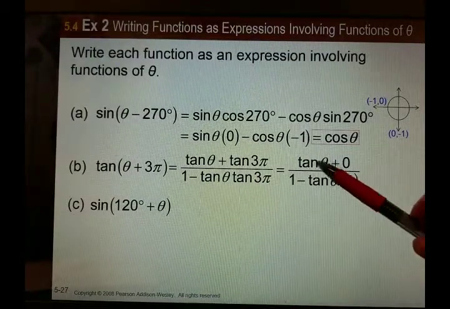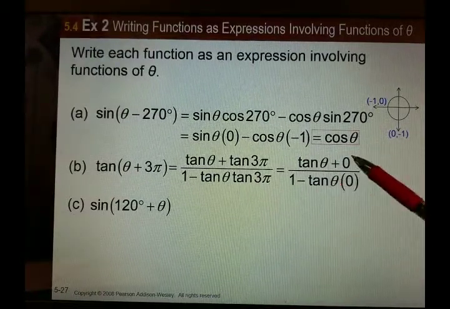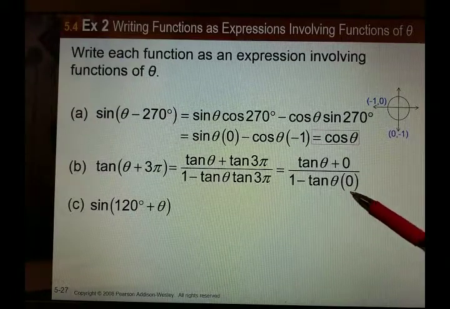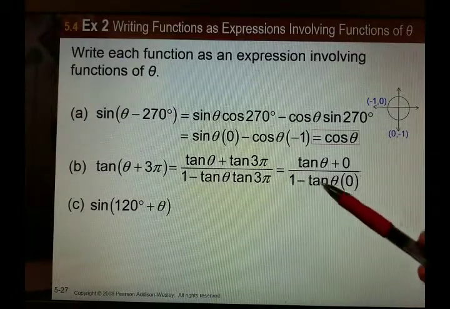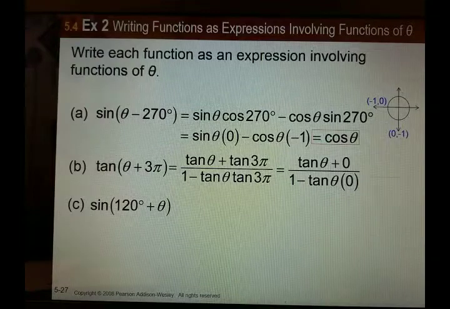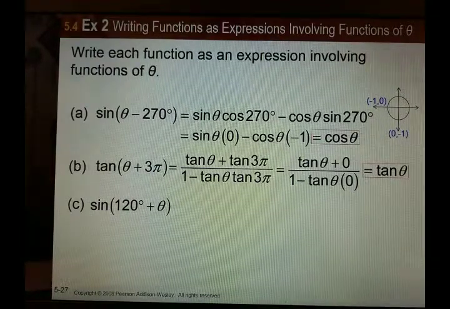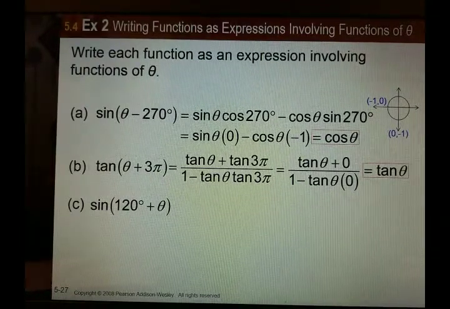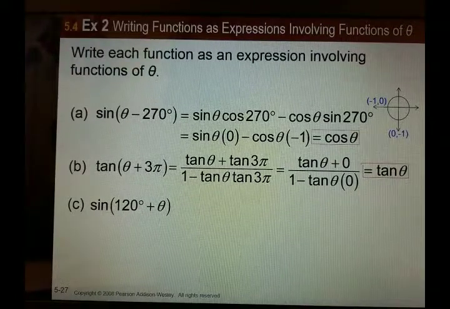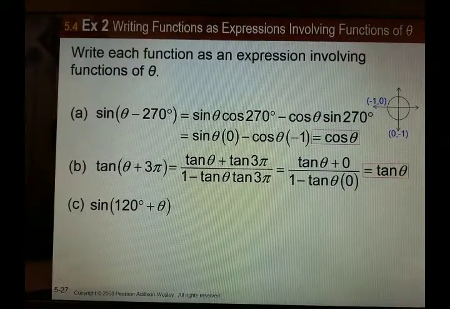So right here I get tangent of theta plus 0. That's just tangent theta. On the denominator, this tangent theta times 0 would be 0, and 1 minus 0 would still be 1. So that's how I get the final answer of tangent of theta. Again, the denominator is just 1. The numerator is tangent theta plus 0, so just tangent theta.